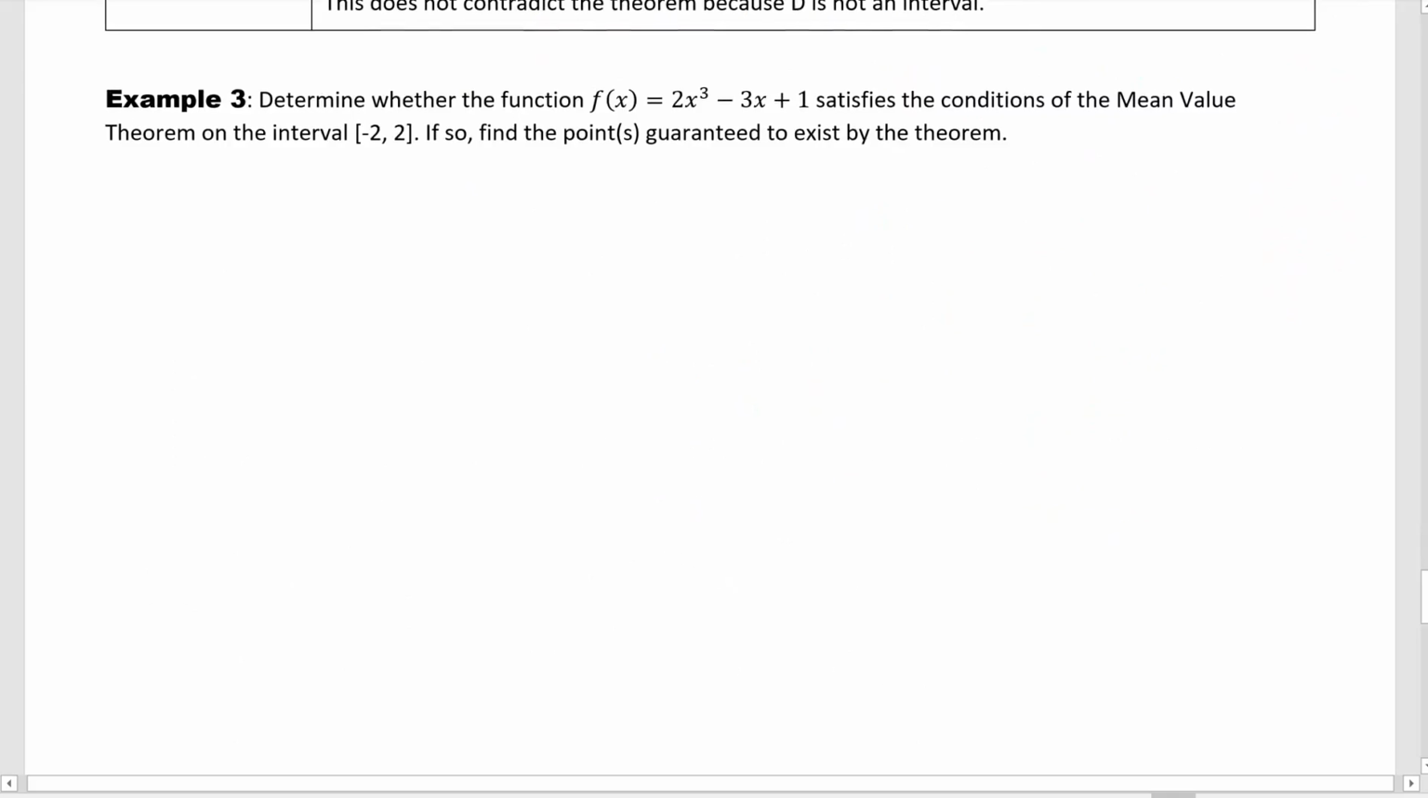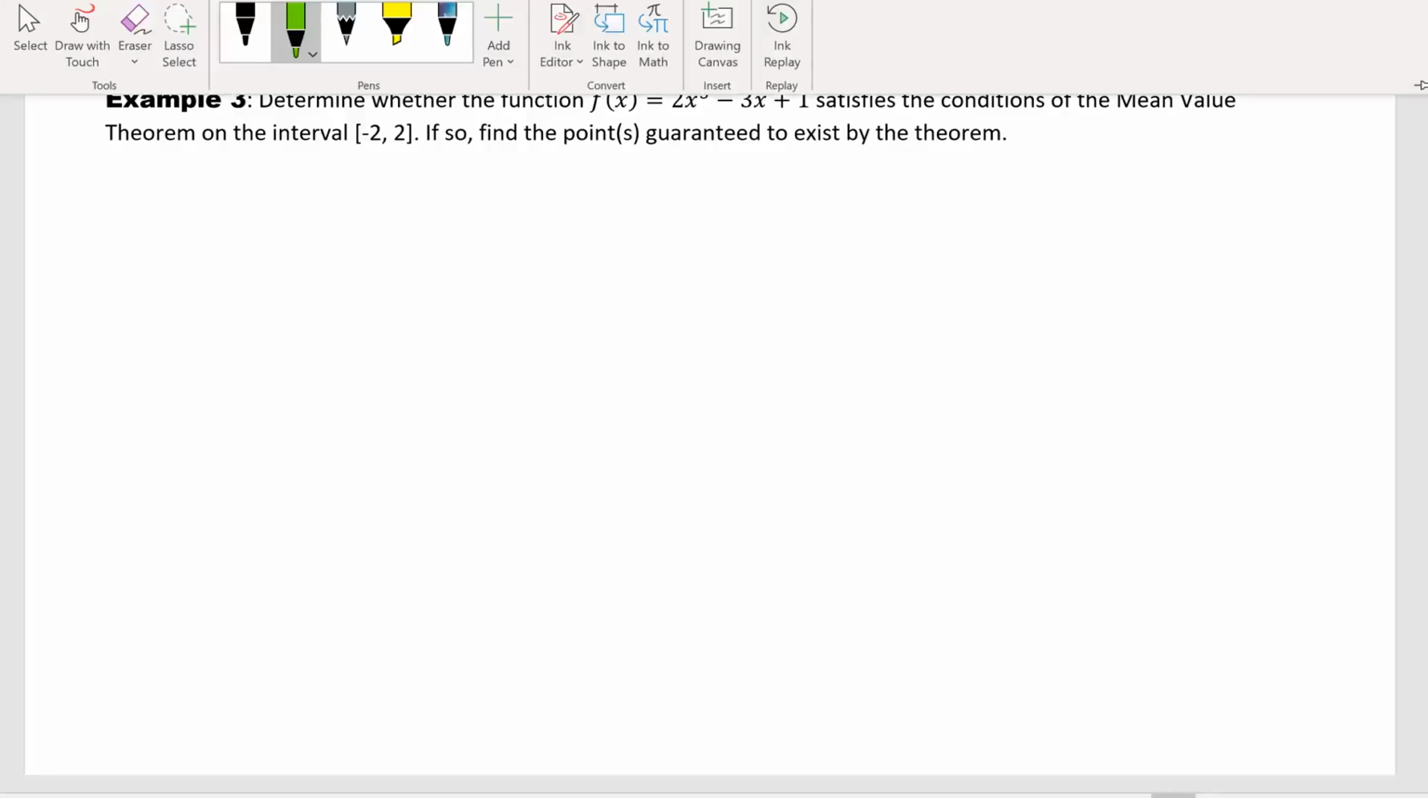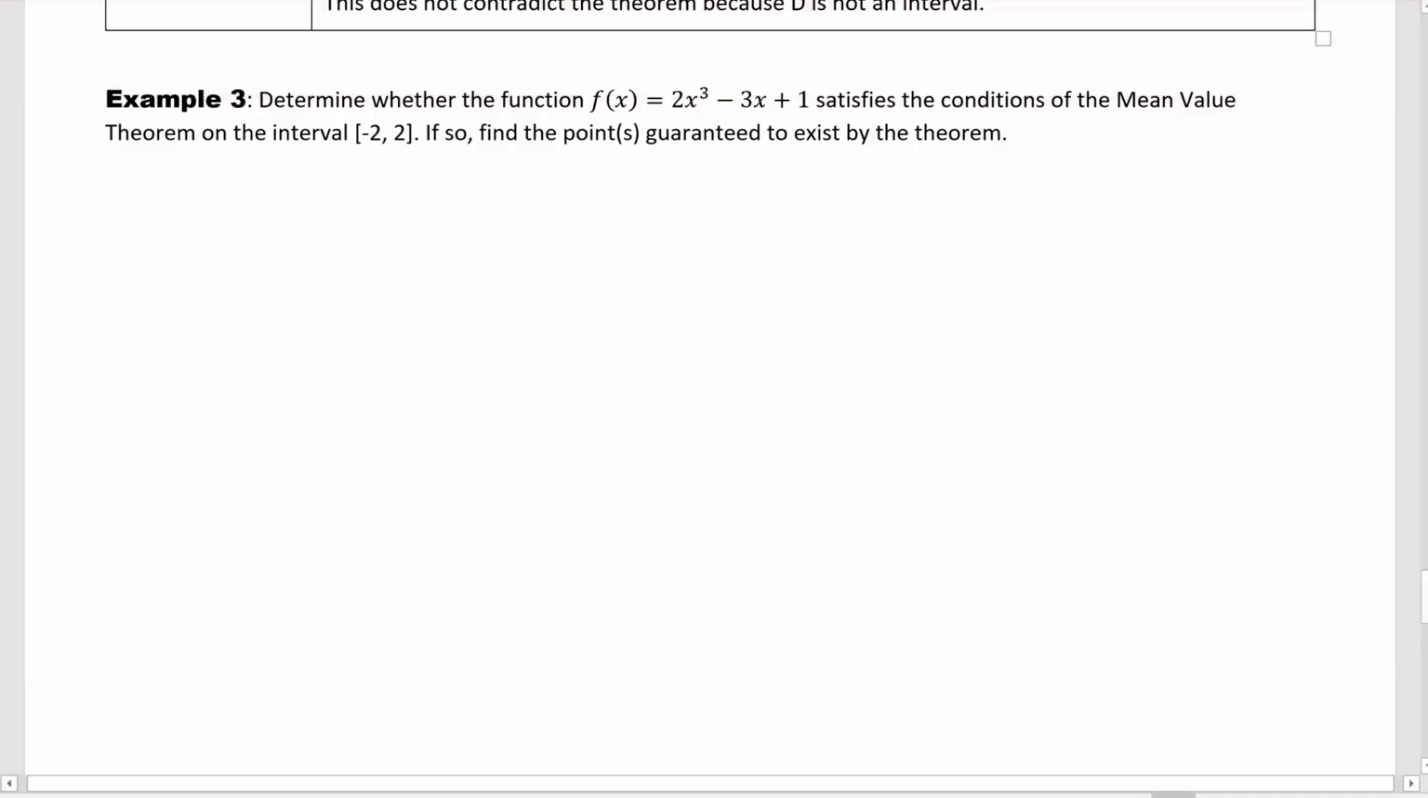Alright, so it's time to work on our example 3. Determine whether the function satisfies the conditions of the mean value theorem on the interval from -2 to 2. If so, find the points guaranteed to exist by the theorem. Okay, so let's work on this problem. What do we do next? We first want to check that it satisfies the mean value theorem. So what are the conditions of the mean value theorem?